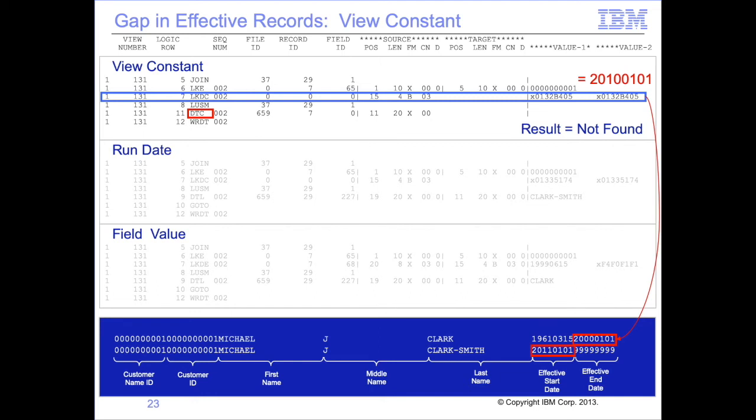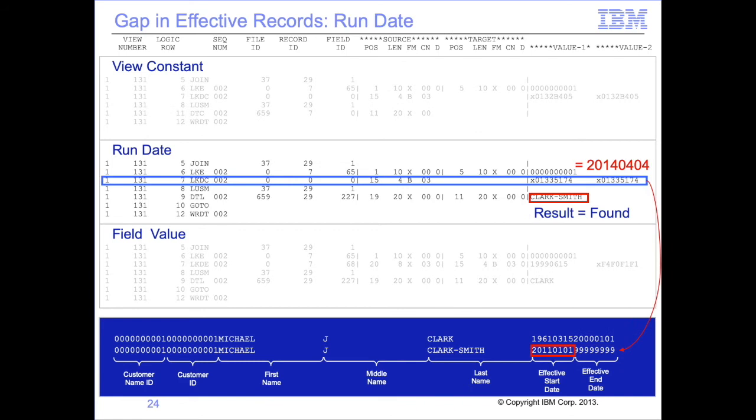The lookup key is primed with customer 1 and the LKDC effective date of 2010. The search finds the Clark record because the new record doesn't start until 2011. After finding this record, the program compares the effective LKDC date constant 2010, which is greater than the end date of 2000, resulting in a not found condition.